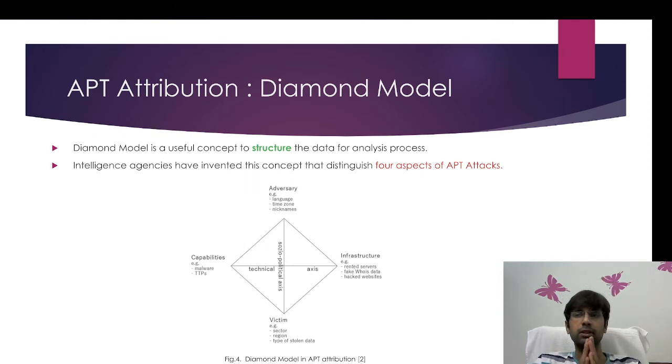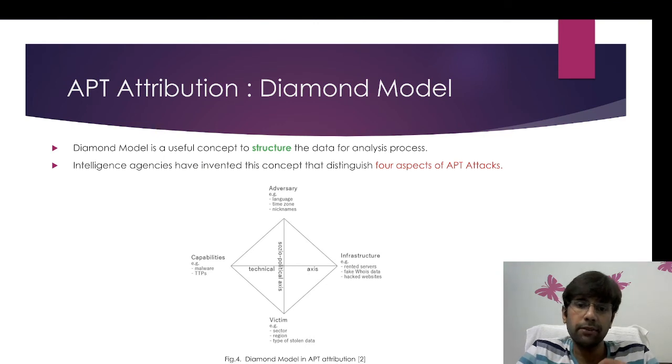From both axes, the socio-political axis and the technical axis, we can get strong concluding evidence about what might have led to this attack. They can answer who is behind this particular attack and why they did it. These are the two key questions they answer in the APT attribution process with the diamond model. So this is the high-level overview of the diamond model.